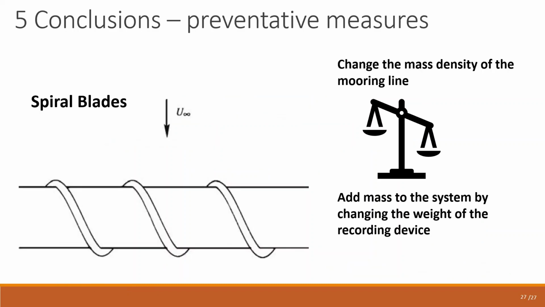In order to prevent saturation of the signal, it would be recommended to add spiral blades to the mooring line. This can interrupt the flow and change the shedding frequency. Another measure could be made to change the mass of the system by changing the mass density of the mooring line or by changing the mass of the recording device. This would change the natural frequencies of the system.